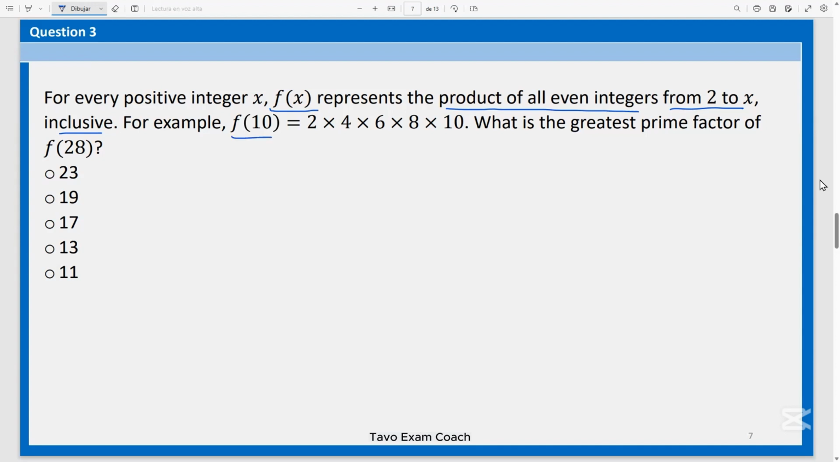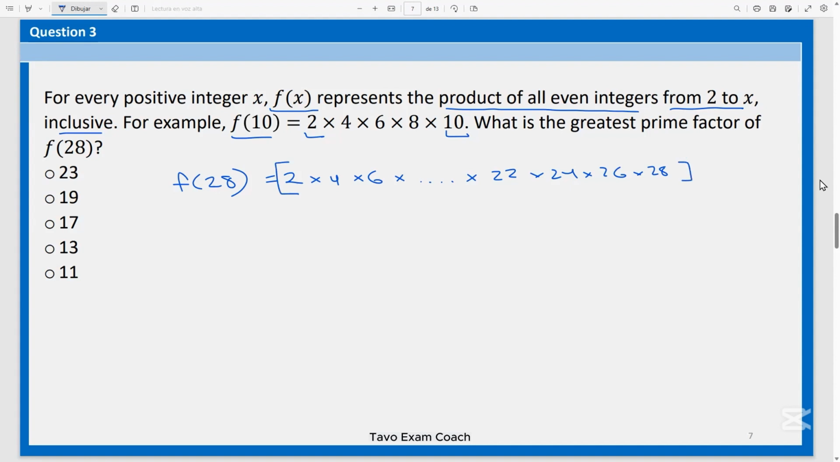F of 10, for example, would be the product of all even integers from 2 to 10. And we're asked what is the greatest prime factor of f of 28. F of 28, as per the definition given, would be 2 times 4 times 6 times all even integers from 2 to 28. So including 22, 24, 26, and 28. So this would be the expression for f of 28. And now the question would be, what is the greatest prime factor of this numerical expression?